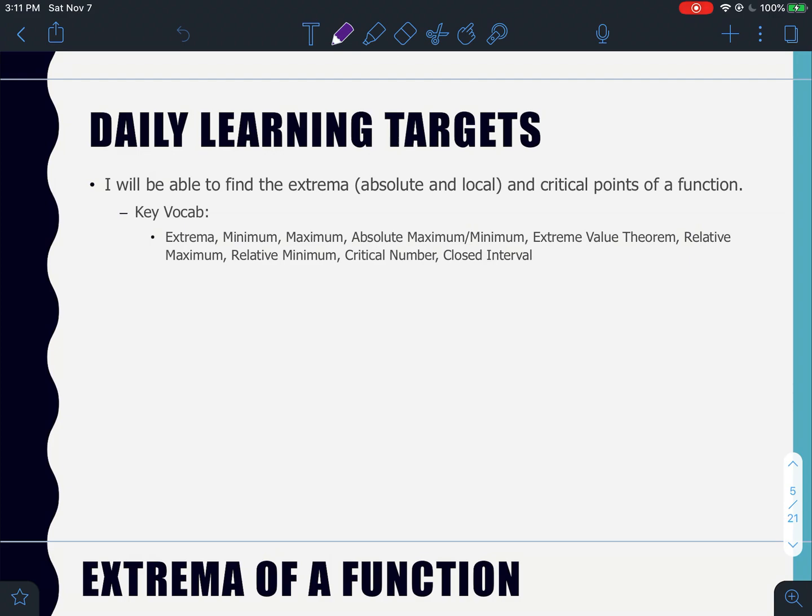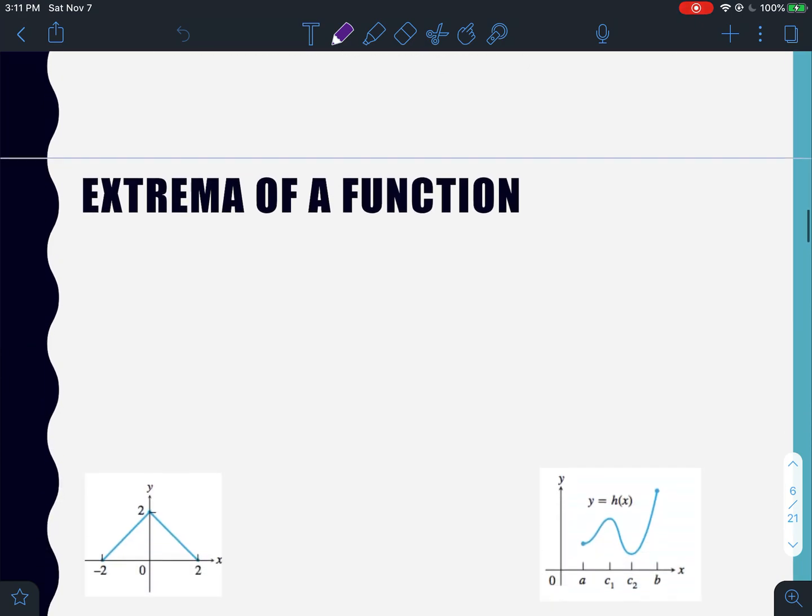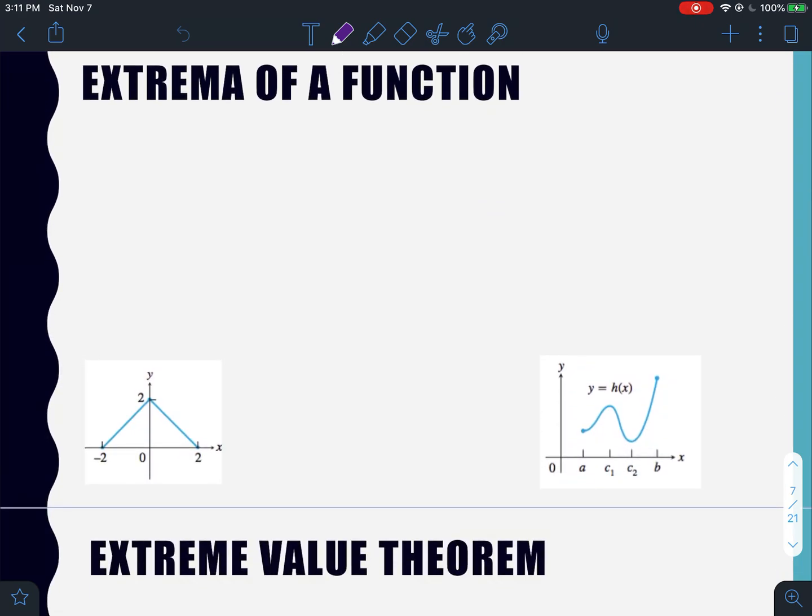So today we're going to talk about how we can use derivatives to find the extrema of a function. Extrema are the maximum and minimum values that would occur on a graph, so the peaks and valleys, or the absolute highest point or the absolute lowest point that occur on a graph. And those are called the critical points of our function. So, extrema of a function.